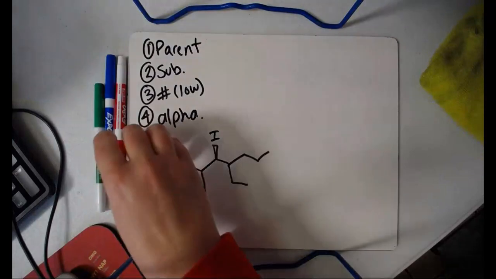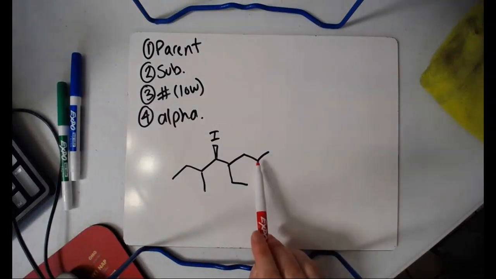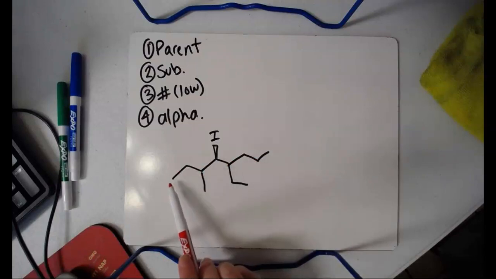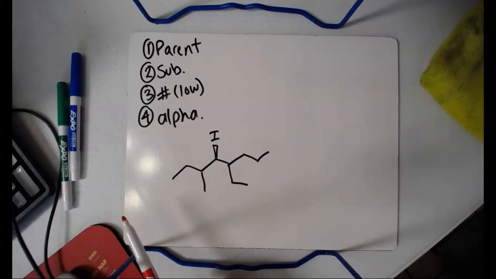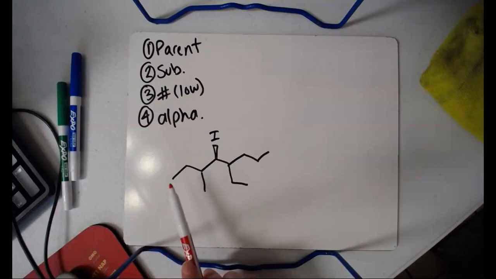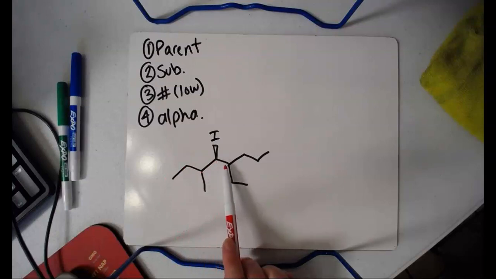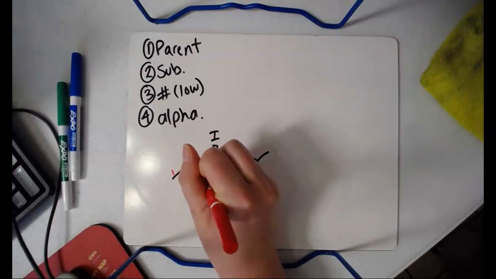And so we know that we need to do some numbering. We need the parent chain. And so as we look at it, we can count across several possible chains, and definitely just this straight across chain is the longest one. And then we need to decide if we're going left to right or right to left. So if we go from left to right, the substituents are on 3 and 5. And on the other side, 1, 2, 3 are substituents. So we definitely want to number left to right in this case.